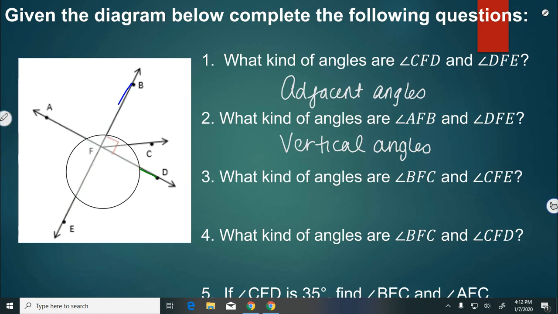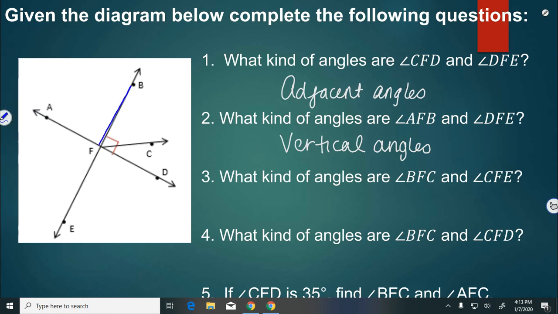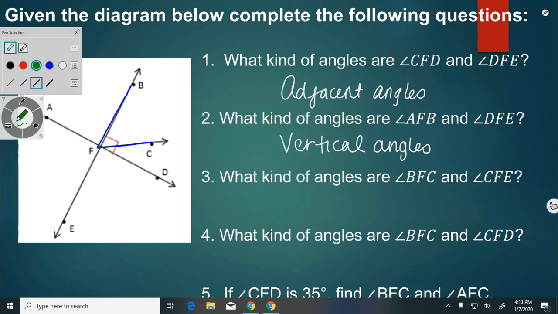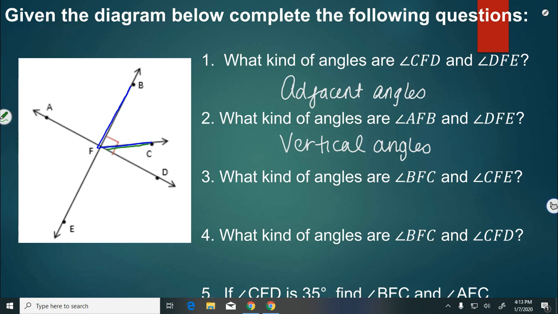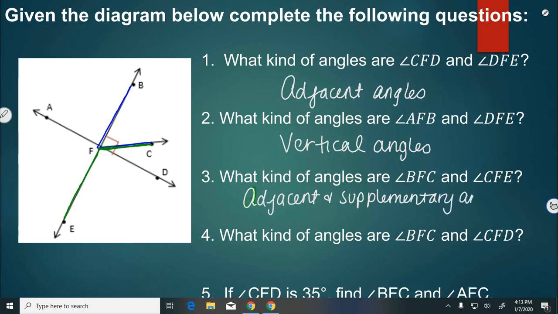Three, what kind of angles are BFC and CFE? Well, BFC is B to F to C here. And CFE is C to F to E here. So they share that common side there, which means they are adjacent. And if we put the green and blue line together from B to E, that forms a straight line. So that means they are also supplementary. Remember, supplementary means that they add up to 180 degrees and form a straight line.